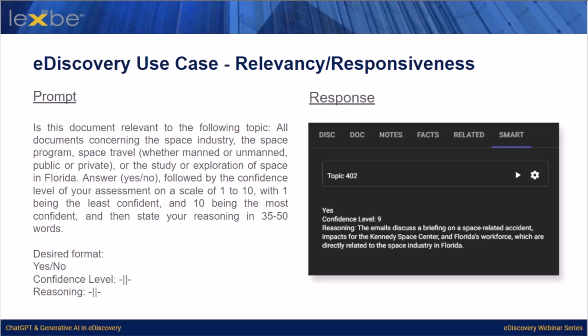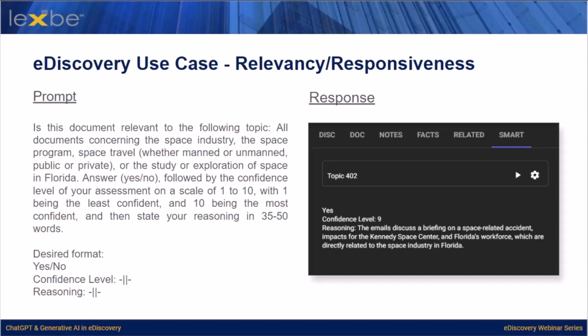So, essentially, we've put together a prompt here, and we have a topic, and then we're asking the AI to respond yes or no. So either the document is responsive to this topic or not responsive. And then we're asking it to give a confidence rating of its assessment based on a scale of 1 to 10, with 10 being the most confident and 1 being the least confident. And we've also asked for a brief summary as to why it has made the assessment it has. And we've also specified a format for the output of its response.